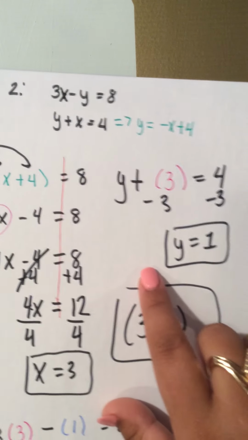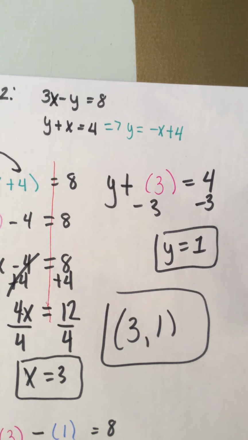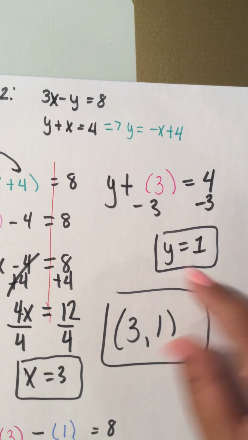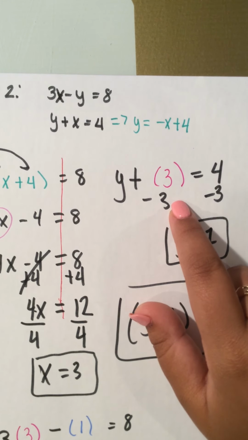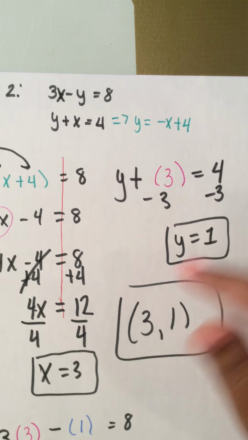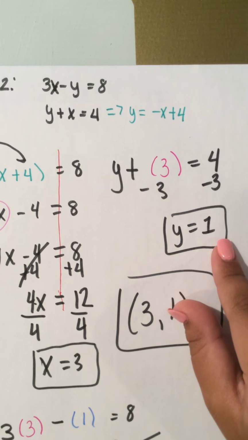I picked the bottom one because it's easier. Pick the easier one. These are a lot of work. Pick the ones that you guys can do pretty quickly. So wherever I see an x, I substituted what I got for x, which is 3. So I got y plus 3 equals 4. Solve for y. Y equals 1.